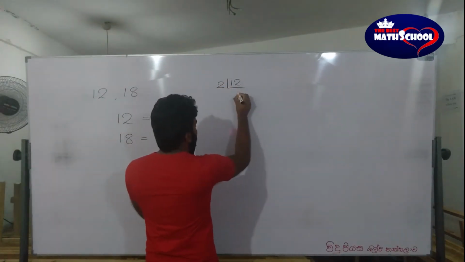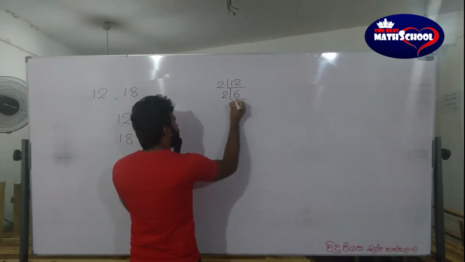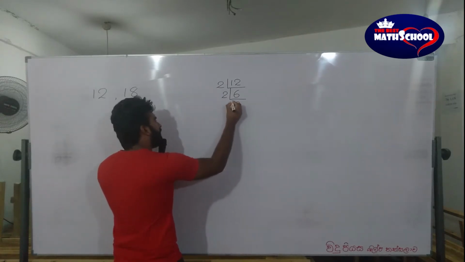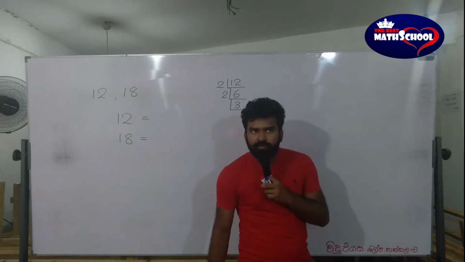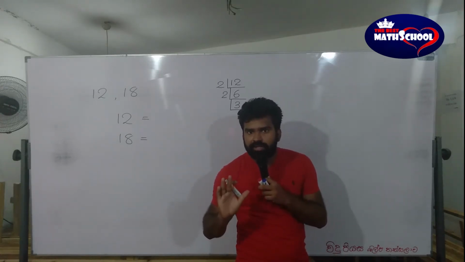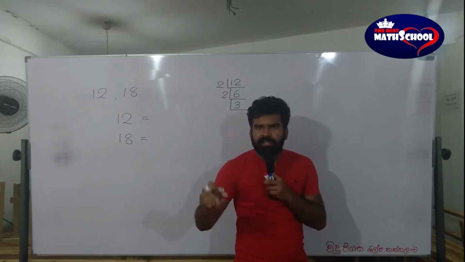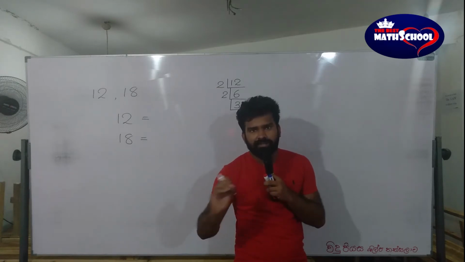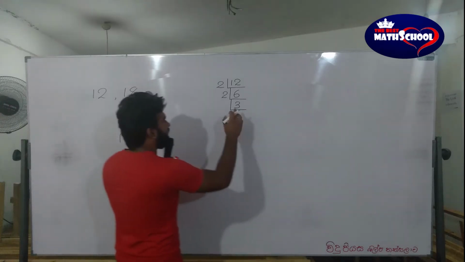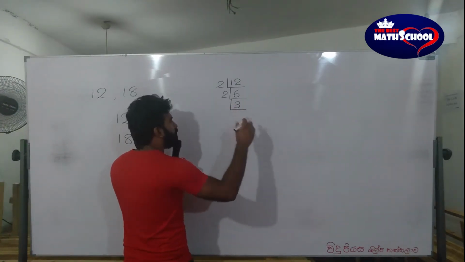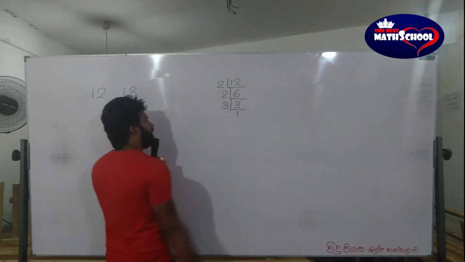So 12 divided by 2, it will be 6. So 6 we can divide by 2, then it will be 3. Can we divide 3 by 2? No, it is not nicely divisible by 2. Not nicely means it will give us a remainder, and remainders can't be there. It should be divided nicely. So this is indivisible by 2. So we should move to the next prime number, that means 3. So divided by 3, it will give us 1.